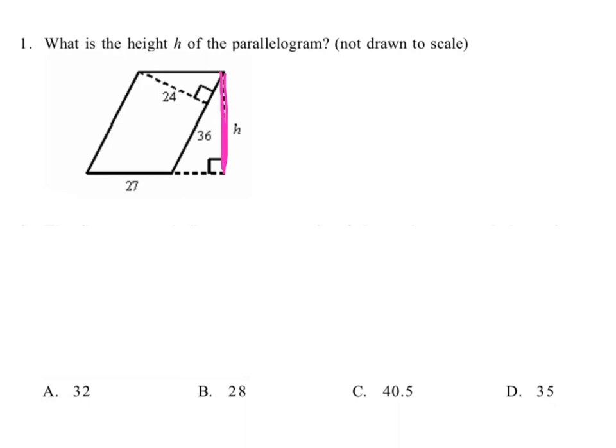Now, the only way that we can figure that out, since that's a variable that we're missing, is if we knew, say, the area. And then we could say, well, a parallelogram's area is base times height, so here's the base of 27, okay? And so we could say 27 times that height would be equal to whatever the area is. Do we know the area?